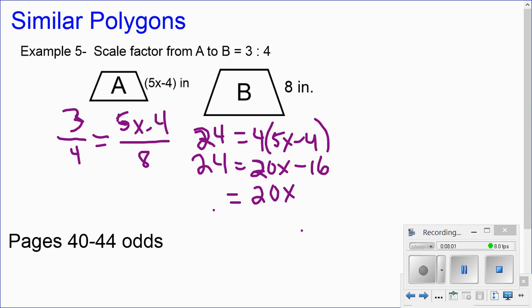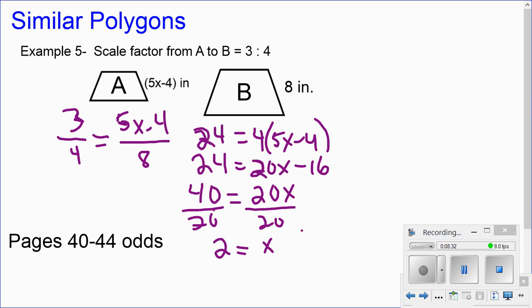Adding 16 to 24 gives me 40. And then I'm going to divide each side by 20. And getting that x is equal to 2. So we were supposed to find this, the scale factor we were given, we were supposed to find, let's find the missing side length.